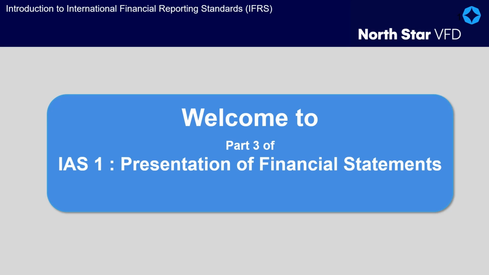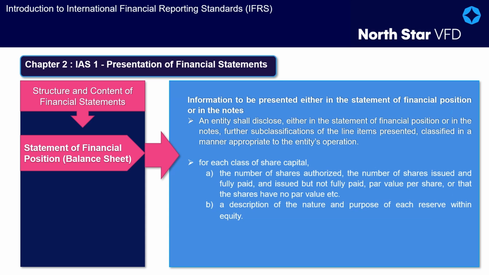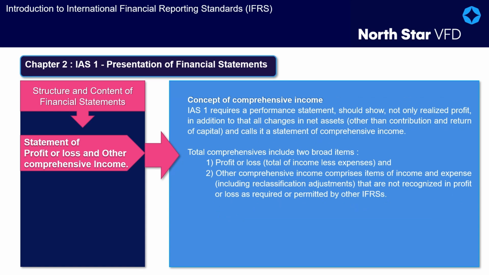This video is part 3, IAS 1, Presentation of Financial Statements. In the previous videos, parts 1 and 2 of IAS 1, we discussed IAS 1 standards, history, its objective, scope and scope limitation, purpose, complete set of financial statements, general features of financial statements, structure and minimum content required in the statement of financial position. In this chapter we will discuss structure and minimum content requirements for performance statements, that is profit and loss and other comprehensive income.